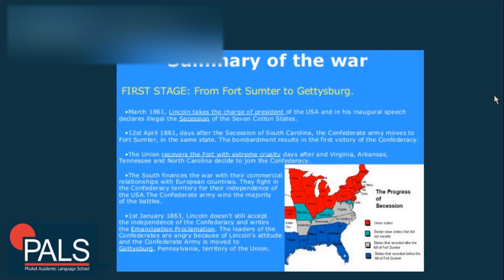They fight in Confederate territory for their independence from the United States. The Confederate Army wins the majority of the battles, because of their territory and their familiarity with the area.